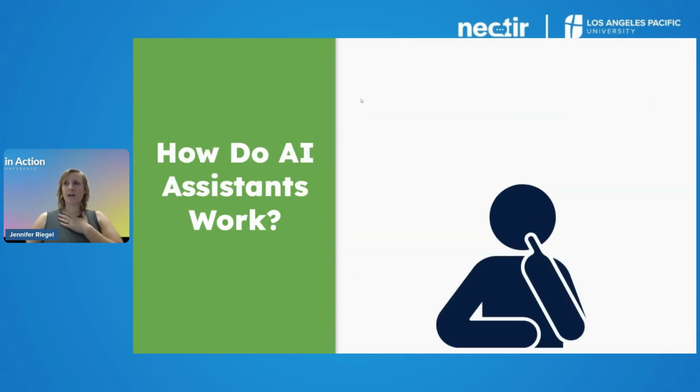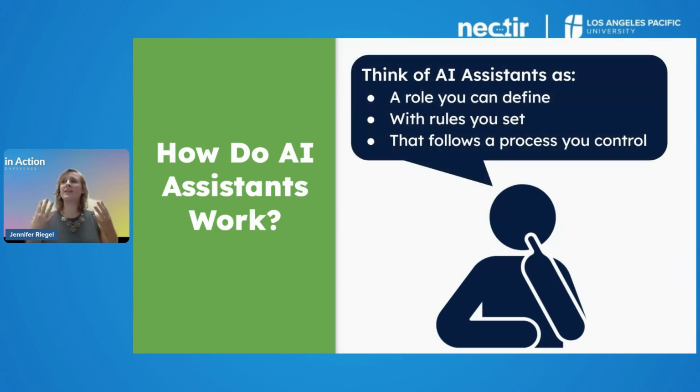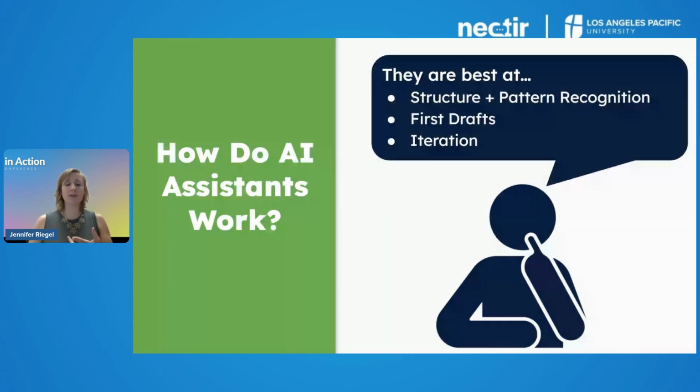So before we jump into how you would create an AI assistant, we need to understand how they work. Generally speaking, I like to think of it as creating a mini job description. What is the role? What rules and expectations do they have? And what steps and processes do you want it to follow in order to complete the task? Generally speaking, AI assistants are best at structures and patterns, first drafts of something like a syllabus, or multiple iterations of something or some action.